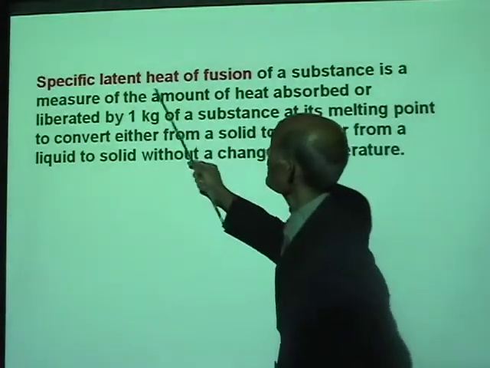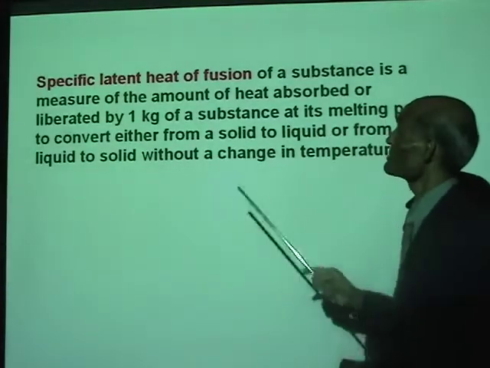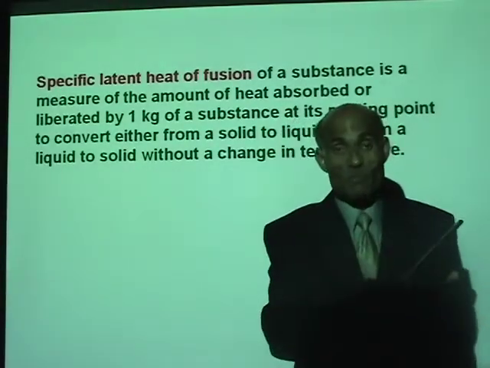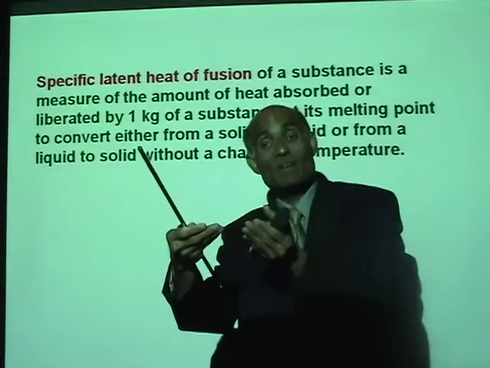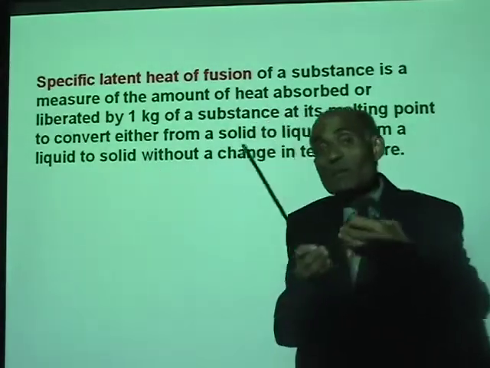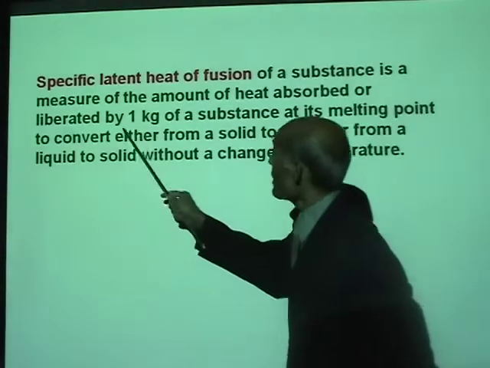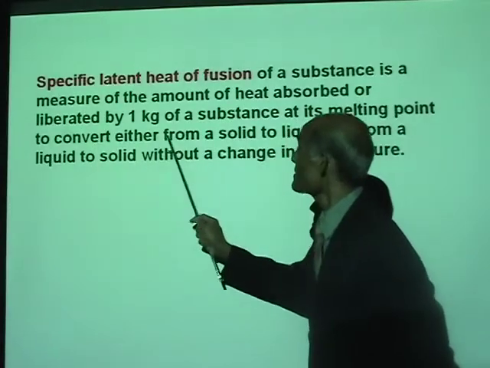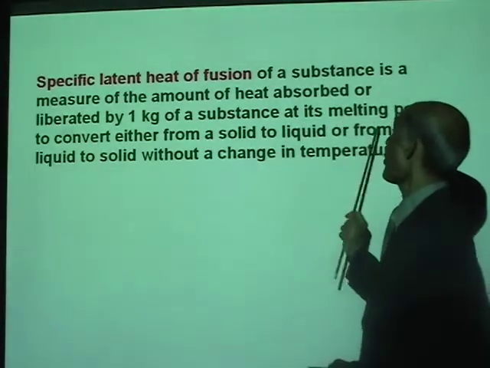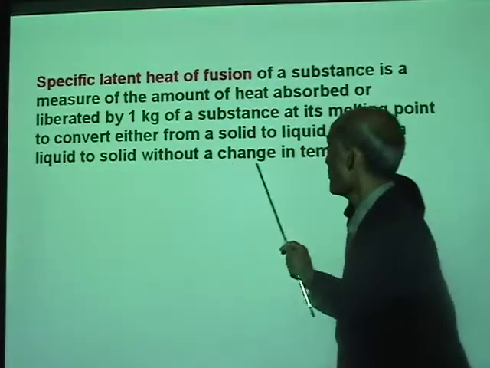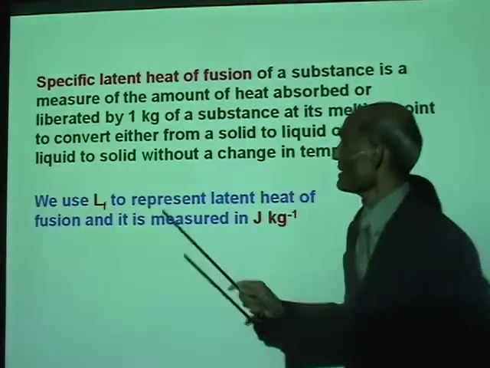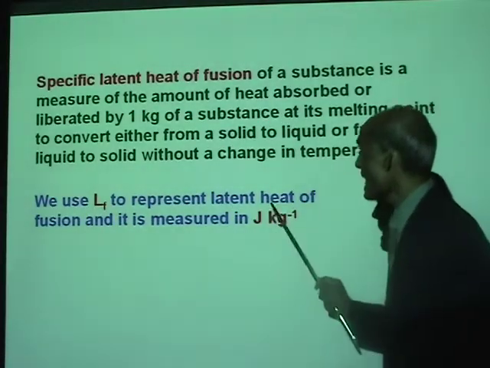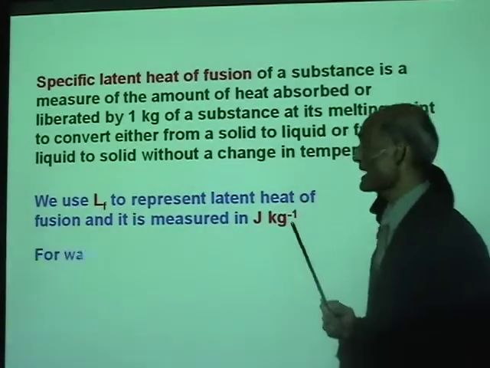So what is specific latent heat of fusion of a substance? It is the amount of heat absorbed or liberated. Absorbed when it goes from solid to liquid, and liberated when a liquid becomes a solid, by 1 kilogram of a substance at its melting point, to convert either from a solid to a liquid or from a liquid to a solid without a change in temperature. We use L sub F to represent latent heat of fusion, and its unit is joules per kilogram.